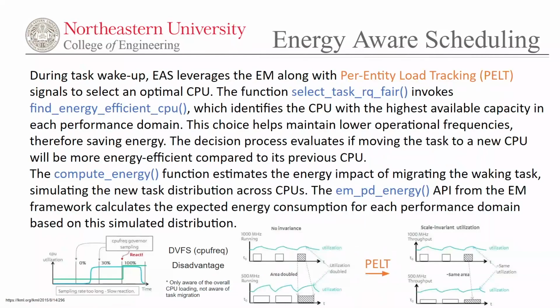The decision process evaluates whether moving the task to a new CPU will be more efficient compared to its previous CPU. The compute_energy function estimates the energy impact of migrating the working tasks, simulating the new task distribution across CPUs. The em_pd_energy API from the EM framework calculates the expected energy consumption for each performance domain based on this simulated distribution.